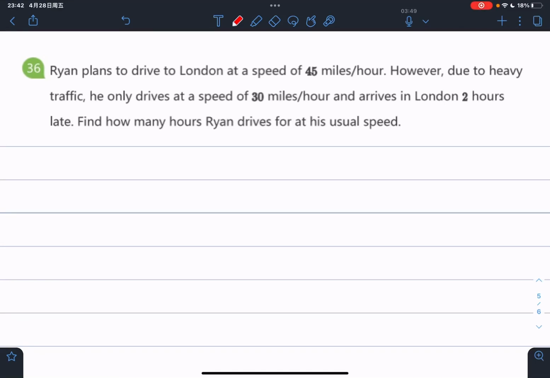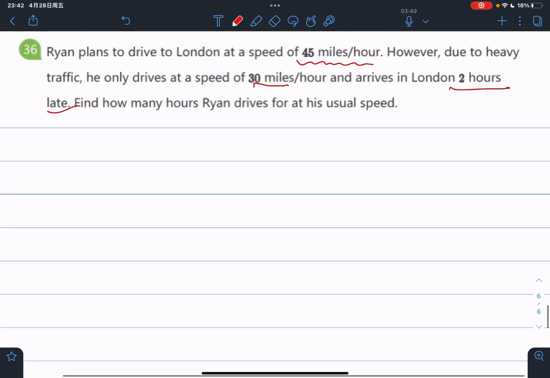Number 36. Ryan plans to drive to London at a speed of 45 miles per hour. However, due to heavy traffic, he only drives at a speed of 30 miles per hour and arrives in London 2 hours late. Now, find how many hours Ryan drives for at his usual speed.